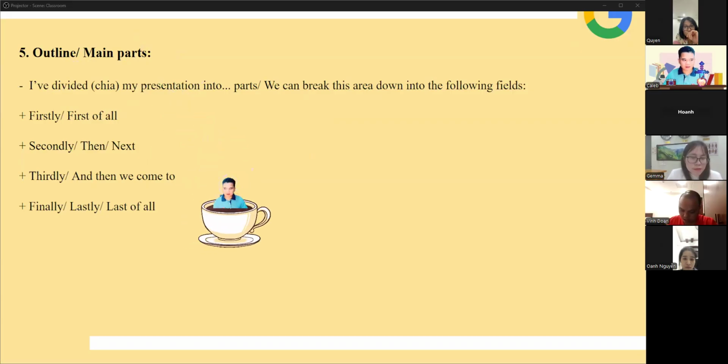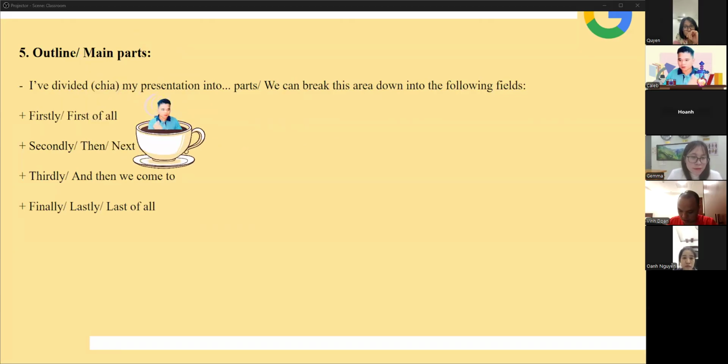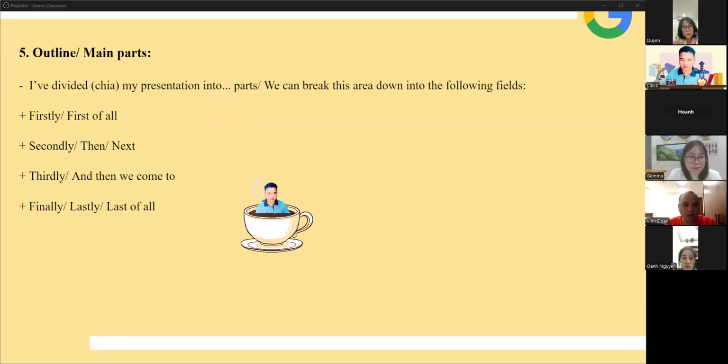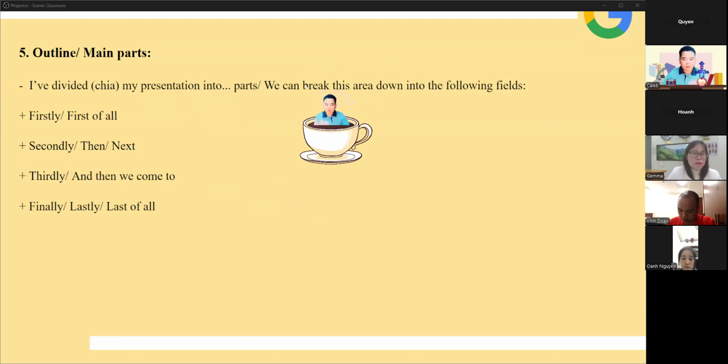It's not that hard. If you want to write this down, you could. Firstly, secondly, thirdly, and finally, depending on how long your outline would be. Let's say you have 5 sentences, 4 sentences, a paragraph, maybe just 2. You could say first of all, then, last of all. So it depends on what you are presenting.